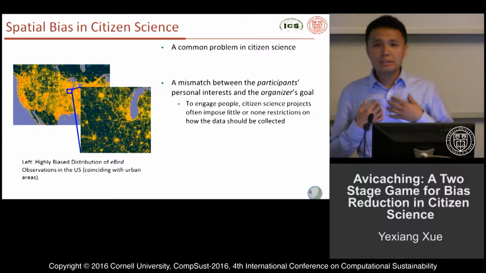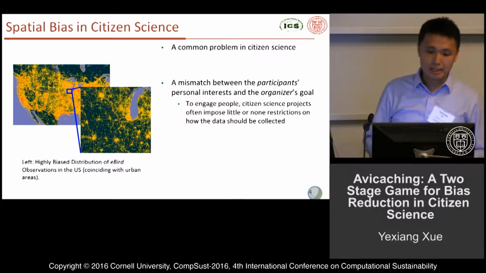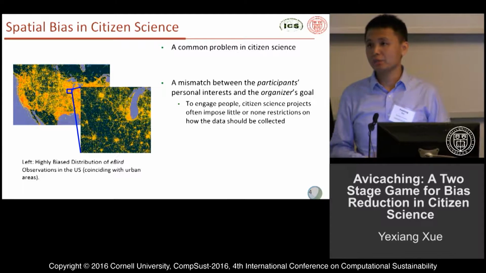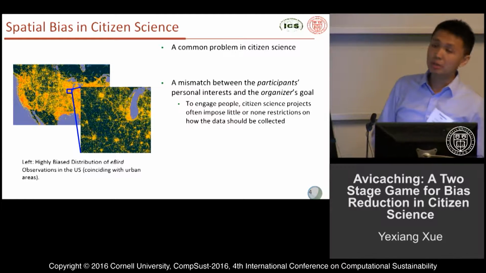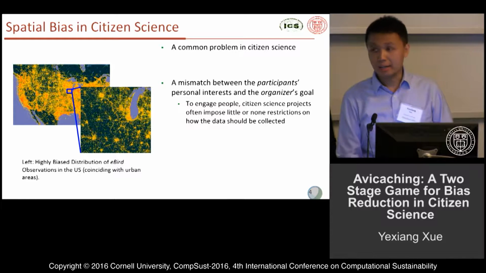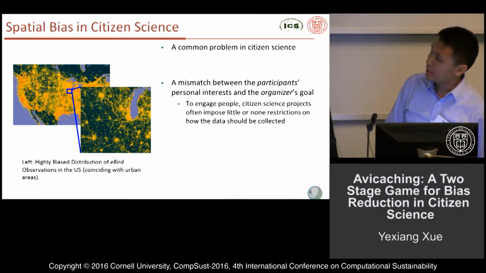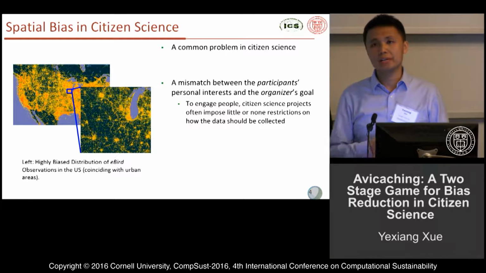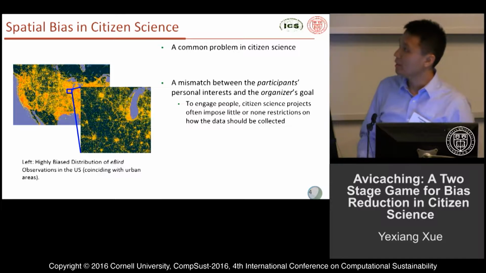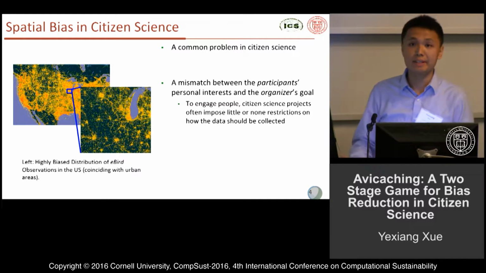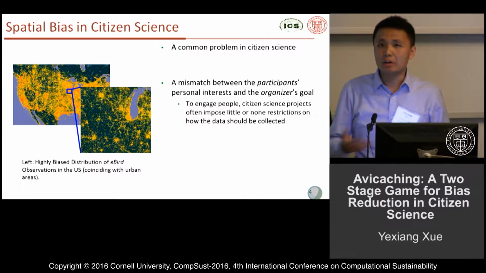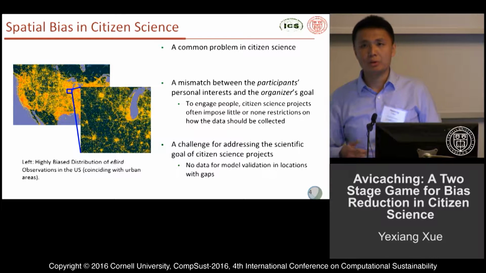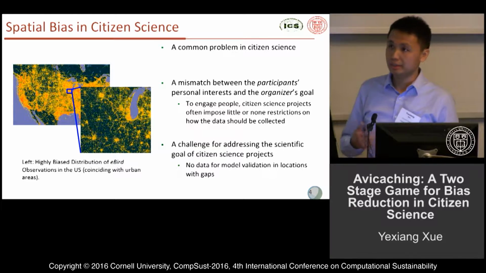It is not too hard to understand why there is a data bias problem in this case. To engage participation, citizen science projects often impose little or no restrictions about where and when the observations are collected. As a result, most of the observations are collected in those locations that are either interesting to people, such as national parks, state parks, and so on, or in those locations that are most convenient, such as in urban areas and so on. This poses a fundamental challenge for addressing the scientific goal of citizen science projects.